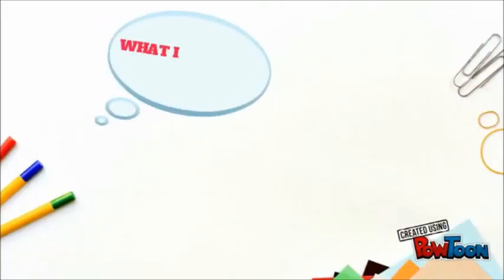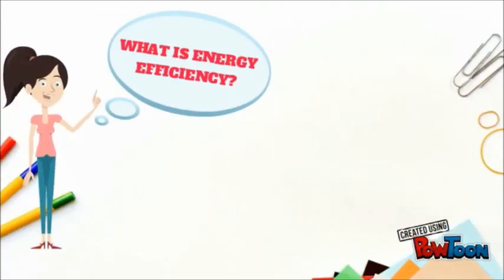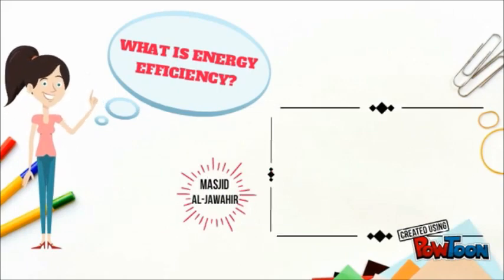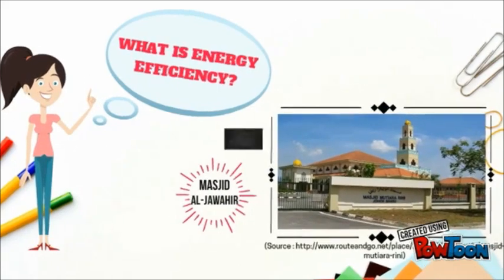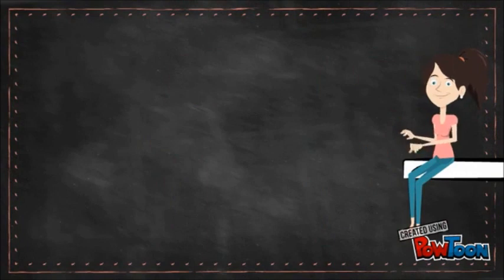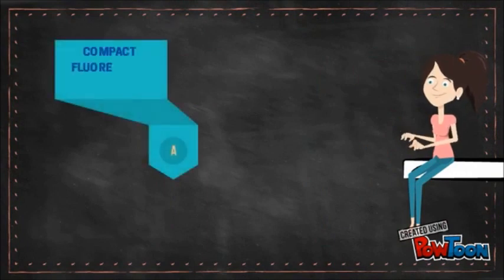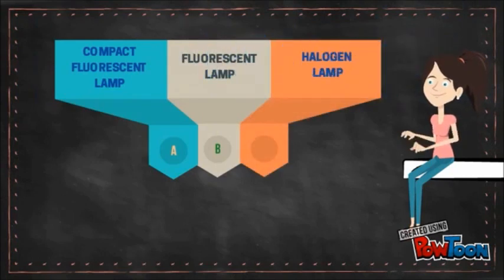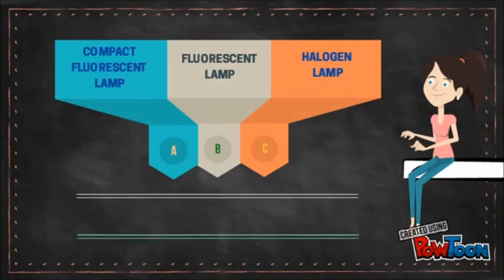What is energy efficiency? Energy efficiency means using less energy to produce the same quantity of energy. It is one of the techniques to minimize human greenhouse gas emissions. Masjid Al Jawahir had mostly used the compact fluorescent lamp as the main lighting. This mosque also uses fluorescent lamps for lighting, and halogen lamps were known for moderately high efficiency, quality of light, and high rated life.